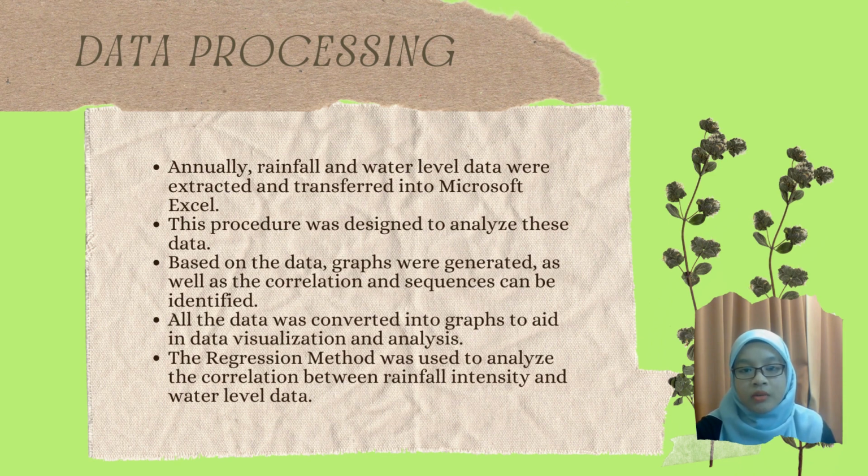Annually, rainfall and water level data were extracted and transferred into Microsoft Excel. This procedure was designed to analyze this data. Based on the data, graphs were generated so that the correlation and sequence can be identified. Once that data is transferred to Excel, graphs might be easily generated. All the data was converted into graphs to aid in data visualization and analysis. The regression method was used to analyze the correlation between rainfall intensity and water level data.